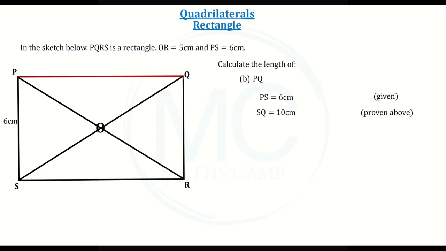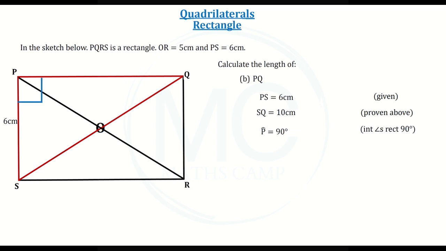Now we have the length of PS and SQ. So now we can look at triangle PSQ. Let's make the whole triangle red. Angle P is an interior angle in the rectangle. So we can see that angle P must be 90 degrees because the interior angles of a rectangle are all 90 degrees. So let's draw a right angle in our diagram in blue.